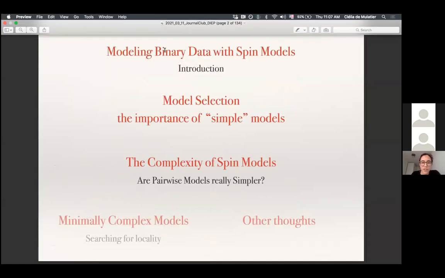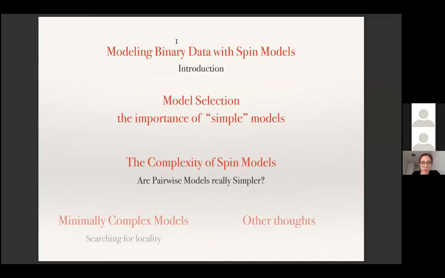And so I have decomposed this in 3 parts. Because it's a journal club, the first 2 parts are a bit more introductory. They are not really new things there, but they are ideas. The last part is about the complexity of spin models. And finally, I have other work on minimally complex models, which is the end of the story, but I think I will not have the time to talk about it. So it's there if you have questions.